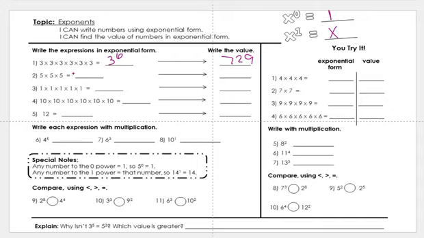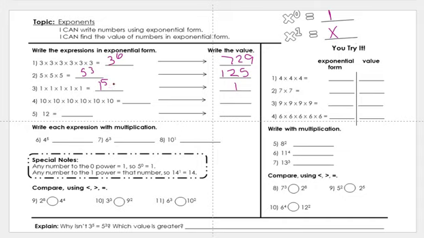5 times 5 times 5 is 5 to the 3rd power. And the value of that is 125. 5 times 5 is 25, times 5 again is 125. 1 times 1 times 1 times 1 times 1 is 1 to the 5th power. And no matter how many times we multiply 1 times 1 times 1 times 1, we're going to get 1.